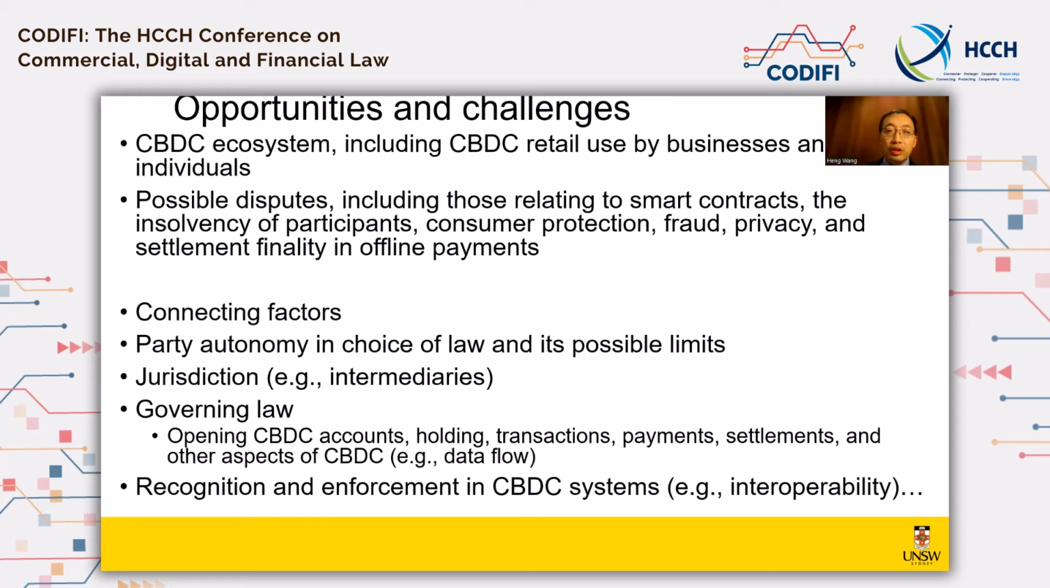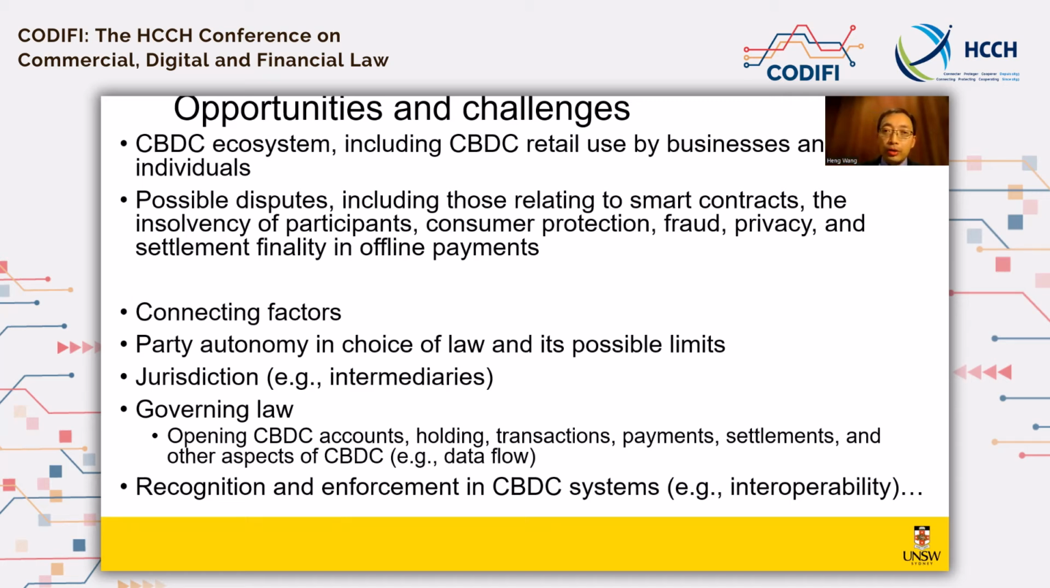And also it's important to look into party autonomy in choice of law and its possible limits. So think about if CBDC is used in international commerce, how do we permit party autonomy? How do we set a boundary for that? And to what extent may party autonomy be restricted? For example, CBDC's use may be restricted if there's fraud and other circumstances.